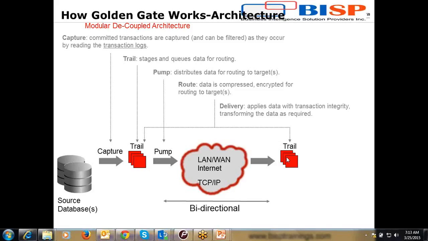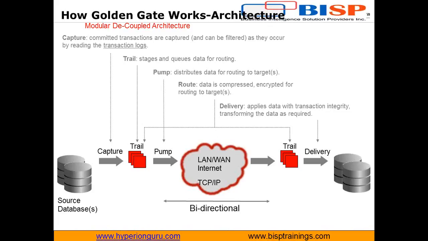Once the data is sent over the TCP/IP network from the local trail to the remote trail by the data pump, the delivery process will come into the picture and apply it to the target database. In bidirectional replication, the same things which we have discussed will come into the picture.